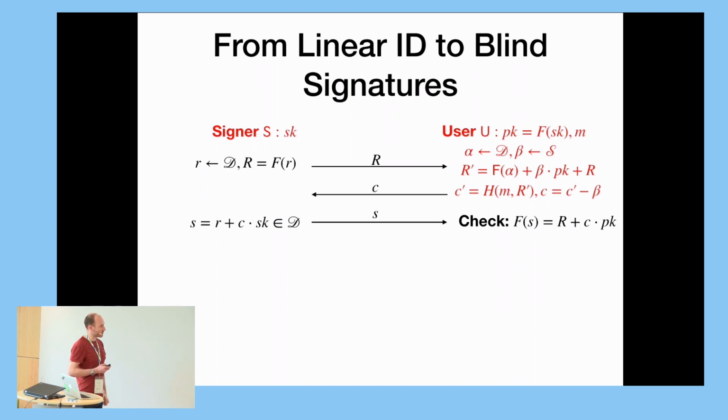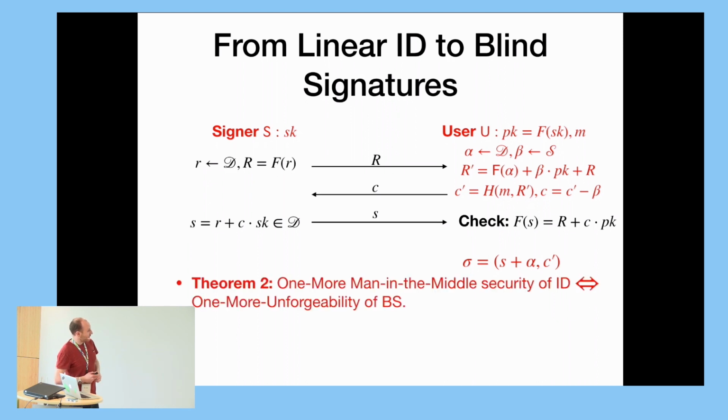and then the signer, as usual, computes the answer S. The check is the same as before. The signature will now become S plus alpha and C prime. And it can be shown, that this is the first theorem, that one more man-in-the-middle security of the identification scheme that I started from is equivalent to one more unforgeability of the blind signature scheme that I have now ended up with here. Okay, this is the main theorem for unforgeability of this blind signature scheme.